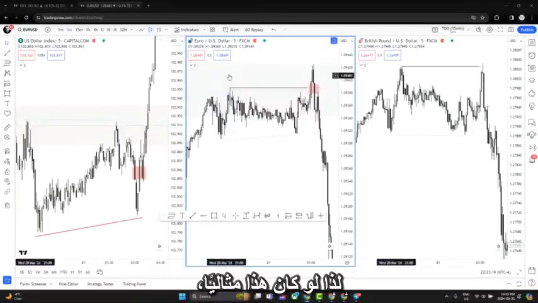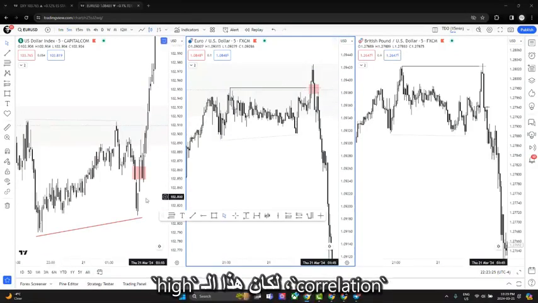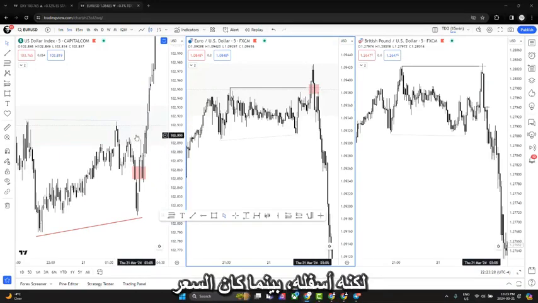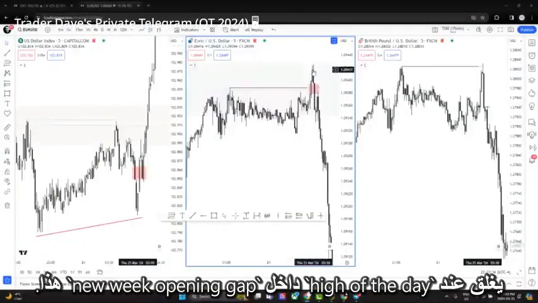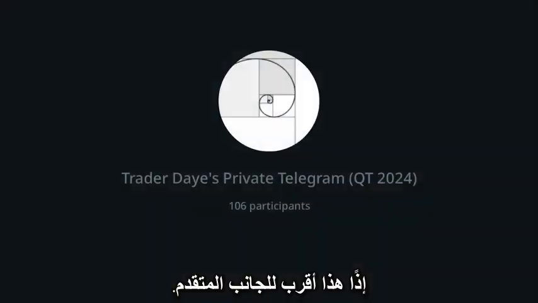If this was perfect, on a normal day where there is no correlation, this high would be within this new week opening gap, but it's below it. Whereas we had price closing, forming the high of the day, within this new week opening gap. So this is more on the advanced side.